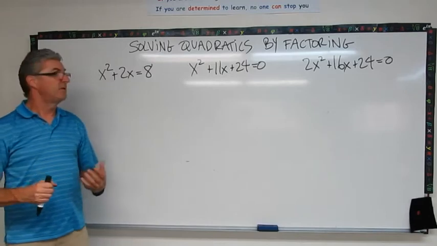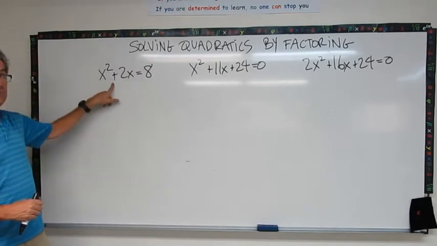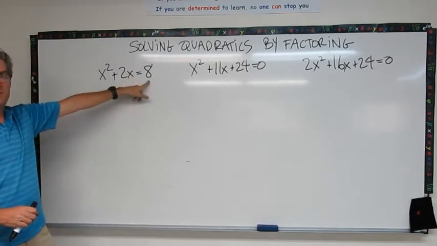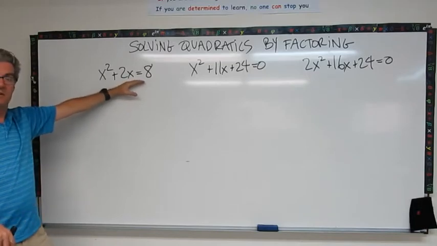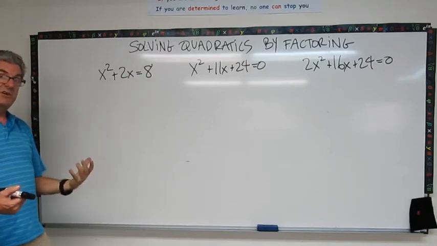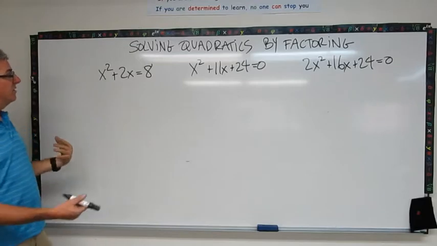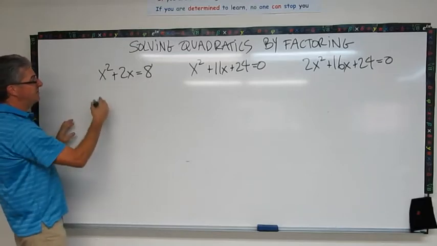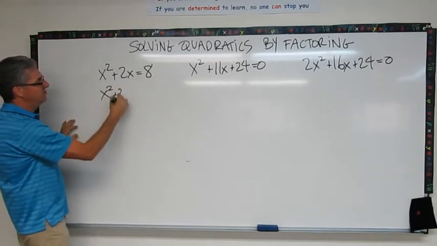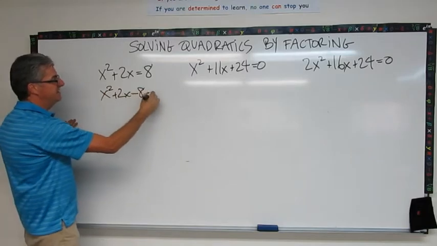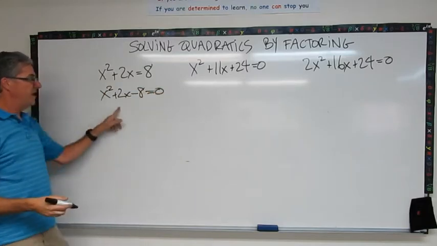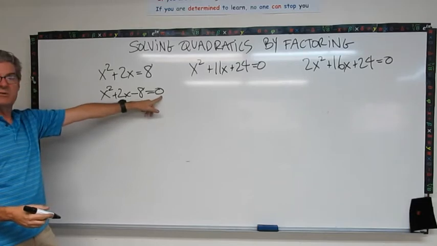Okay, let's do 3 examples. x squared plus 2x equals 8. So that's the problem. We wrote that down. The next step is to rearrange the equation so that one side is 0. So I'm going to subtract 8 from both sides to get x squared plus 2x minus 8 equals 0. So now I have a quadratic with one side equal to 0.